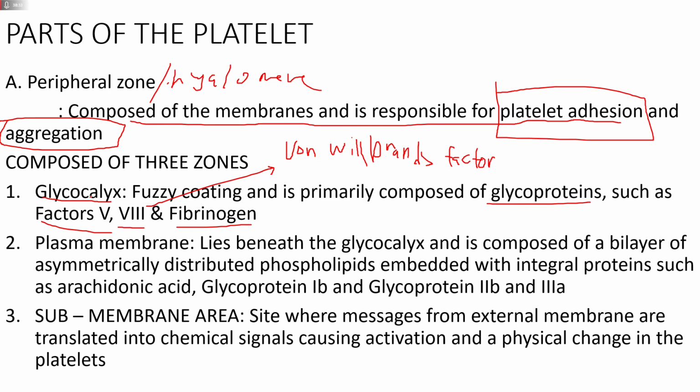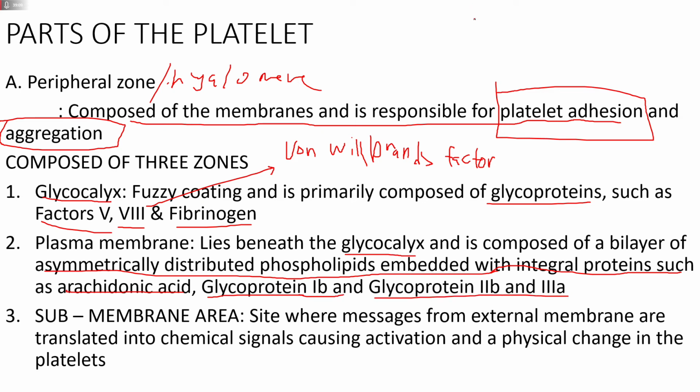So again, your glycocalyx is a fuzzy coating and is primarily composed of glycoproteins such as factor 5, 8, and fibrinogen. Now, after your glycocalyx class, we have your plasma membrane. Now, this lies beneath the glycocalyx and is composed of a bilayer of asymmetrically distributed phospholipids embedded with integral proteins such as arachidonic acid, glycoproteins 1b, and glycoproteins 2b and 3a.